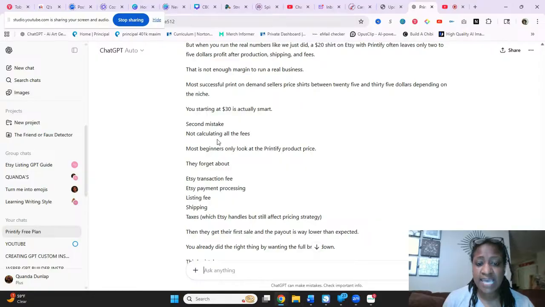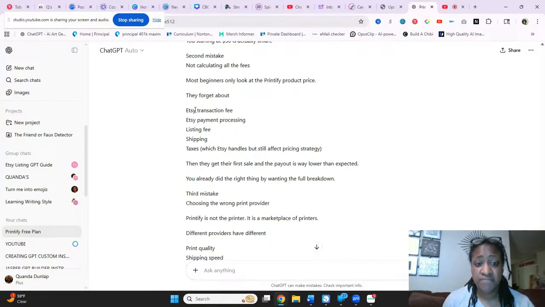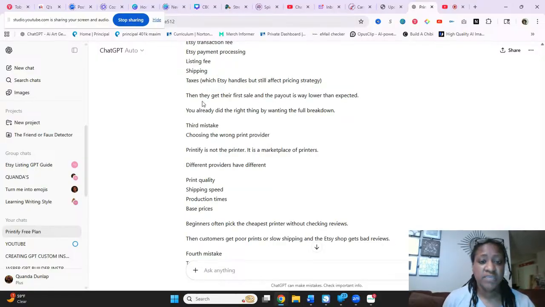Second, not calculating all the fees. Yeah, you need your fees in there because you have to pay those fees up front. So you want to incorporate that into the price so you can divvy out how much you want to sell each item for. Okay. So most beginners only look at the Printify price. They forget about the Etsy fees, the listing fee, the shipping fee, the taxes. Then they get their first sale and their payout is way lower than expected. You already did the right thing by wanting a full breakdown. I sure do. I want all of the breakdowns.